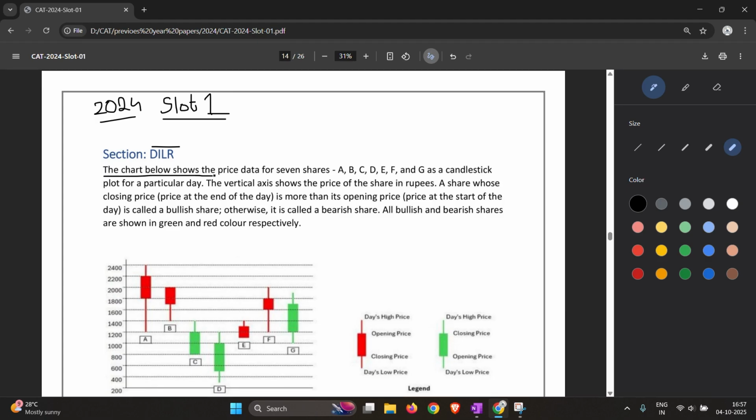The chart below shows the price data for 7 shares, A, B, C, D, E, F, and G, as a candlestick plot for a particular day. The vertical axis is the price. A share whose closing price is more than the opening price is called a bullish share, and the opposite one is a bearish share. All the bullish and the bearish shares are shown in green and red color accordingly.